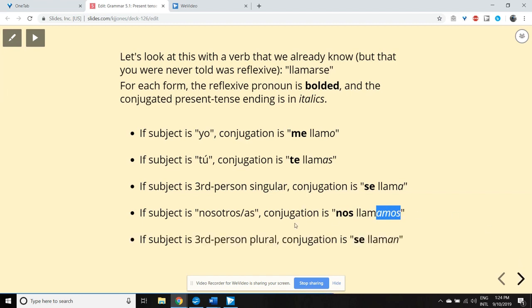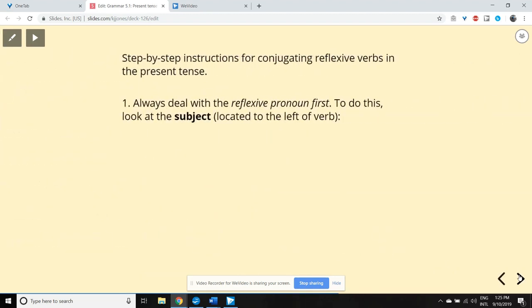And finally, if our subject is third person plural, ellos, ellas, ustedes, the conjugated form is se llaman. Again, se is our reflexive pronoun, and then our verb conjugates third person plural and is llaman. All right? Makes sense? Need a sip of coffee. Let me get that.